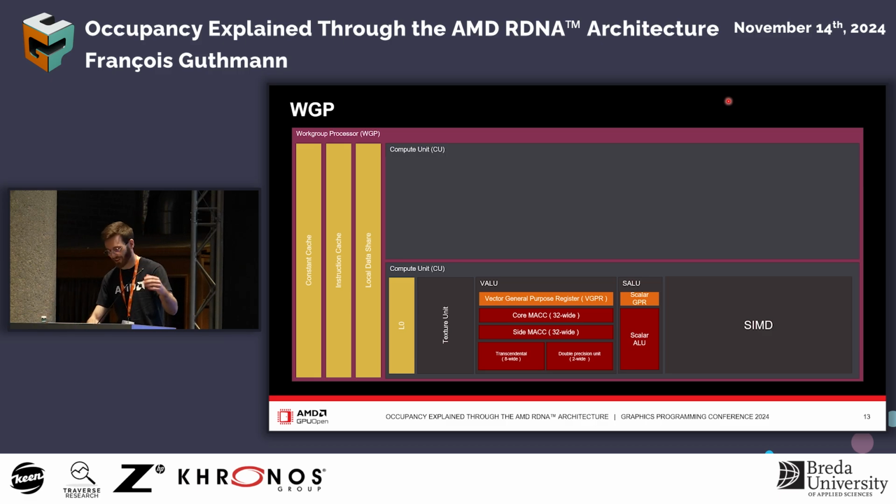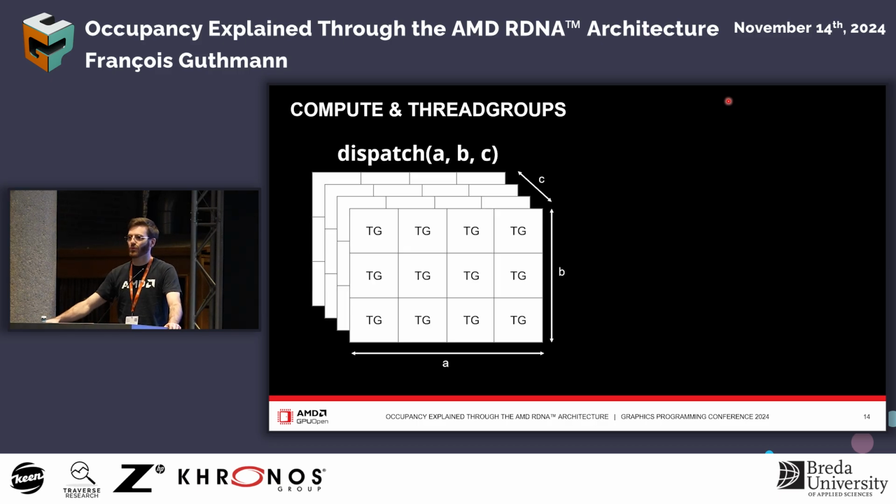So again, I'll come back to that if you don't know what it is. Let's go back to the software side of things for a second. If you've programmed compute shaders, you probably know that the API looks something like this. You ask the GPU to execute thread groups, and you usually call something like dispatch, which has 3 parameters, A, B, and C, to dispatch A times B times C thread groups.